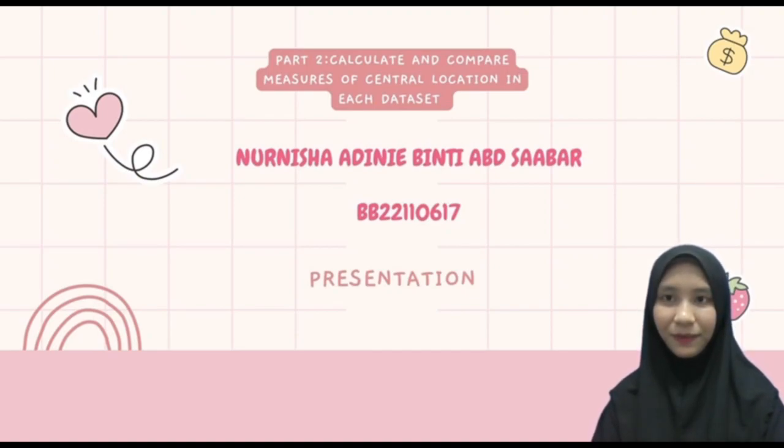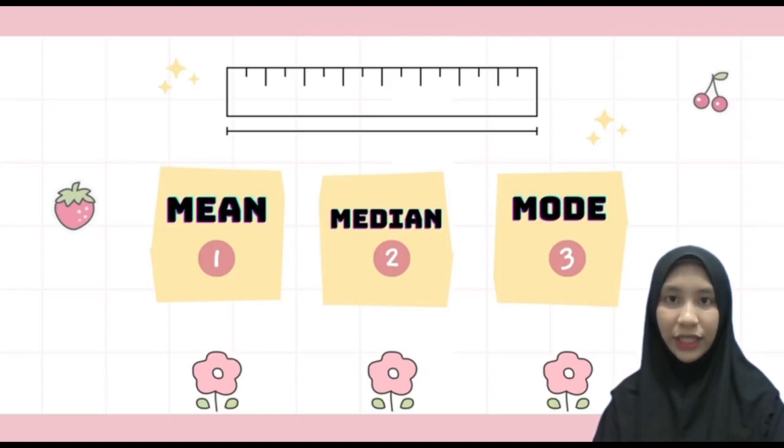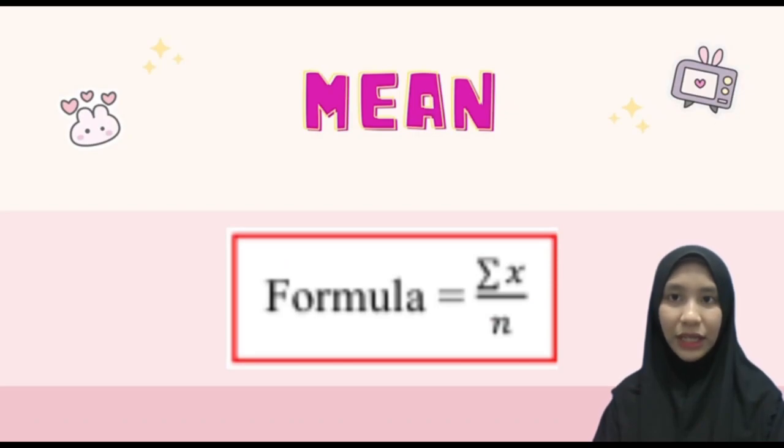BB22110617. I will be presenting part 2 which calculated and compare measures of a central location in each dataset. To find a measure of a central location, we are required to find the mean, median and mode. Firstly, if we want to find the mean, we need to take all the values in a set and divide them by the total number of values in that set. So for domestic and international airlines, we need to total all the number of domestic and international airlines and divide by 20 observations, which is the total number of airlines.